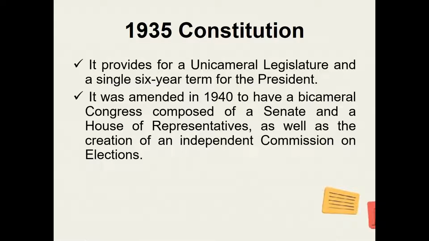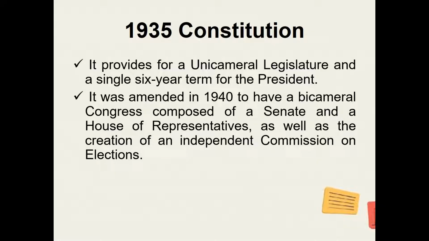1935 Constitution provides for a unicameral legislature in contrast to a bicameral. When we say unicameral, there's only one chamber, no? And a single 6-year term for the president. A legislature can be unicameral or bicameral. When we say unicameral, it's composed of one chamber. When we say bicameral, from the word itself, bi, that means 2 chambers. Okay? But presently, we have a bicameral legislature.